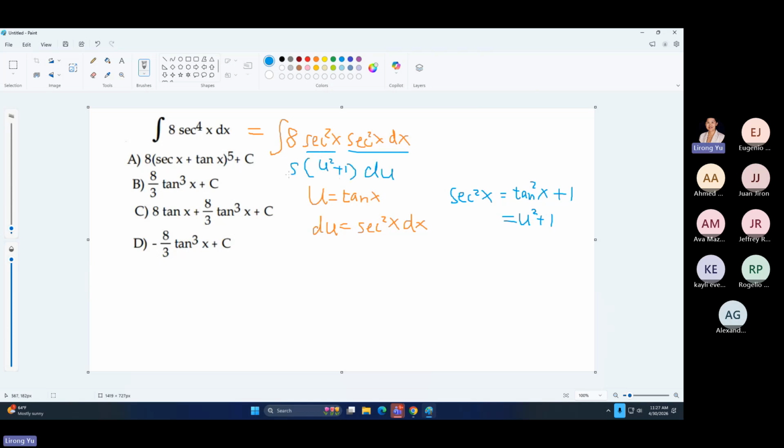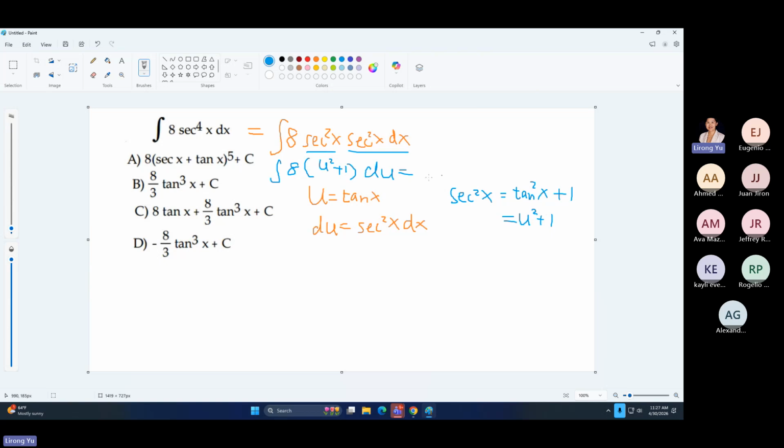And then we still have the 8, and we still have the integration. So now the question becomes an integration in u. So we switch the variable. That's why it's called the substitution method. We change the variable from x. The original integration question is all about variable x. Now we have an integration that has variable u. So there's no more trig.